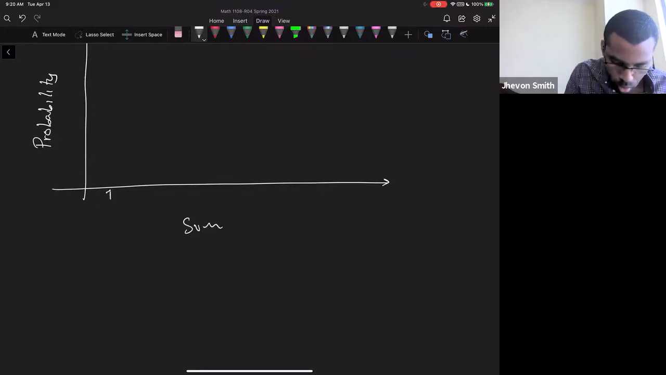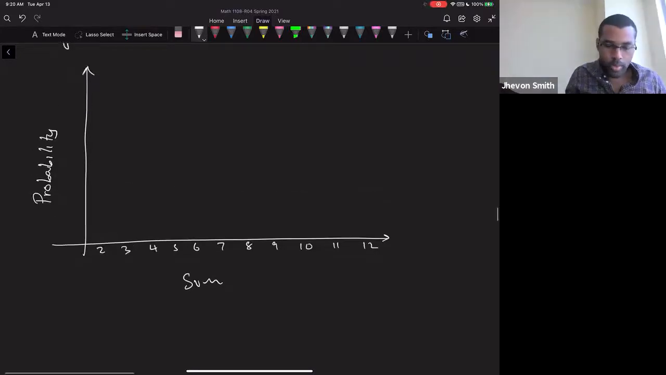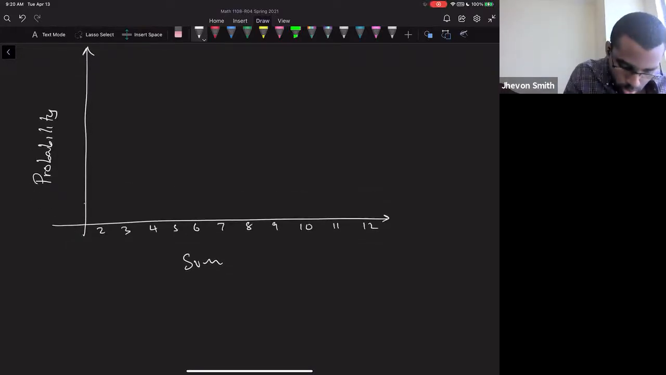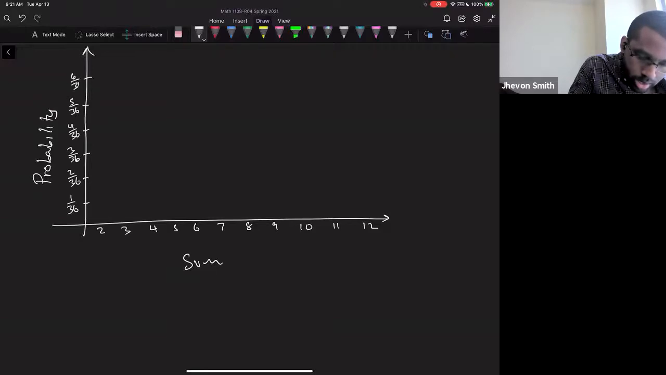So the possible sums are, I need a lot of space, 2, 3, 4, 5, 6, 7, 8, 9, 10, 11, 12. And we can go from 1 out of 36, 2 out of 36, 3 out of 36, 4 out of 36, 5 out of 36, or 6 out of 36.